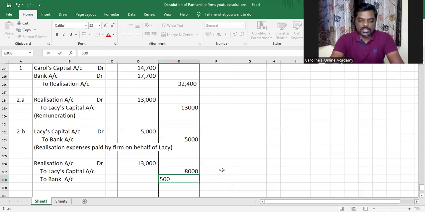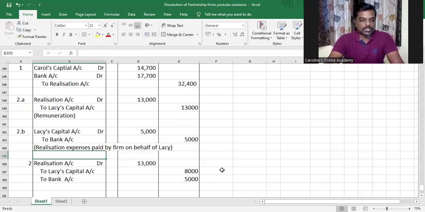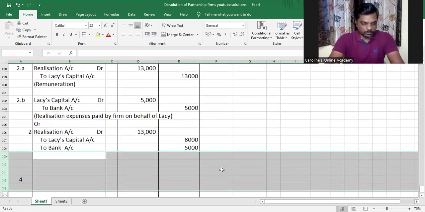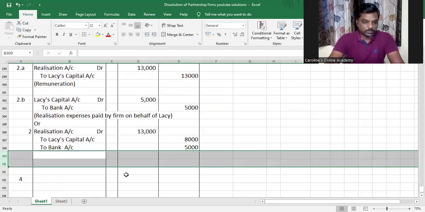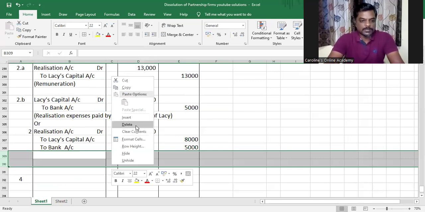You can pass this one journal entry instead of the two journal entries that I have done there. It's your choice. You can do it in whatever manner you wish to do it in the exam. Understood or not, my dear children? All right, then moving on to the next transaction.